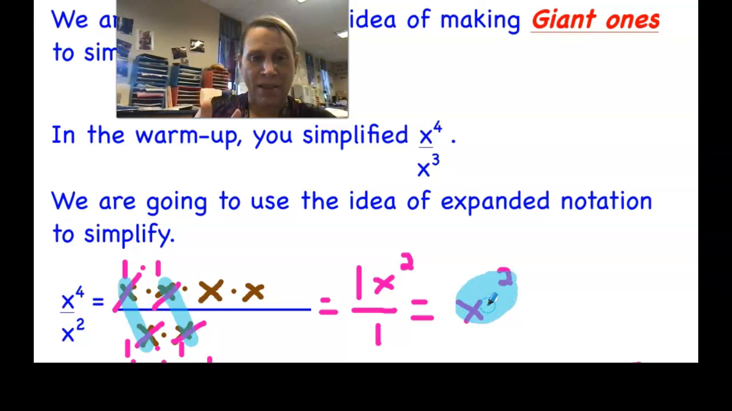So think about that. Think about why that works out that way, and hopefully things are starting to make sense. We won't always need to write things out into this expanded notation and make ones, but because we're new at this, and you want to have a good understanding, it is wise to do.